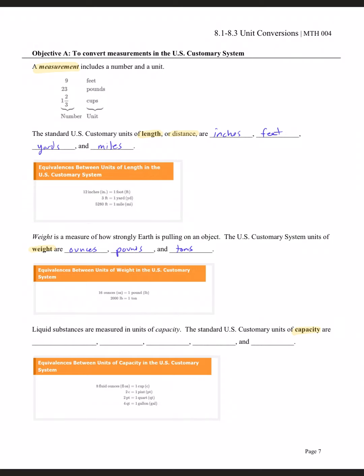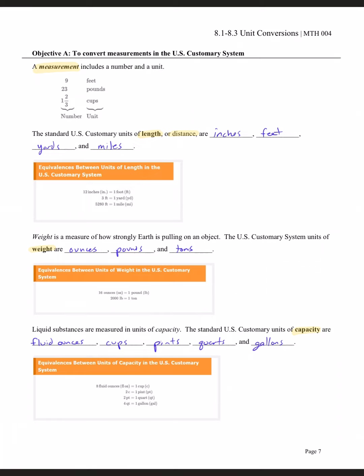And in the last one, we have capacity. Capacity is how much we can put into something. Now here we also have, you can notice in the chart, fluid ounces. Be careful not to get ounces and fluid ounces mixed up. Two different things. Ounces tell us how much something weighs. Fluid ounces tells us how much liquid something can hold. We also have cups. We have pints. We have quarts. And lastly, we have gallons. Those are all we call capacity.